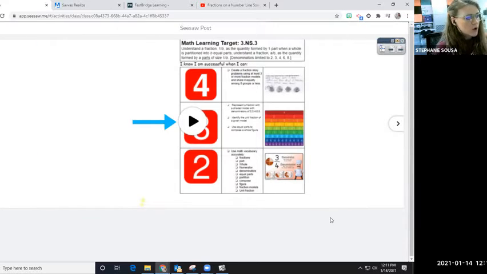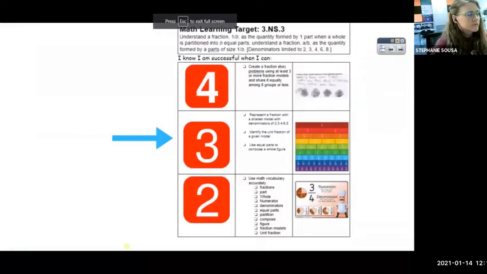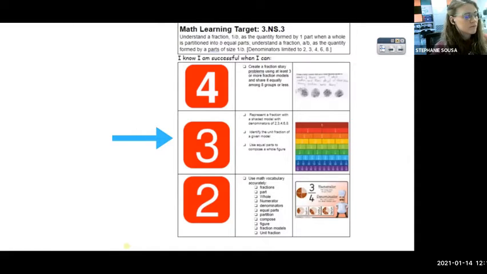Here is your goal for the day. We are learning about fractions. Our target this week is understanding the whole can be partitioned into equal parts. Today, we are going to represent fractions by using number lines. We will use our knowledge of the unit fraction to help us, and we will make sure we partition into equal parts.